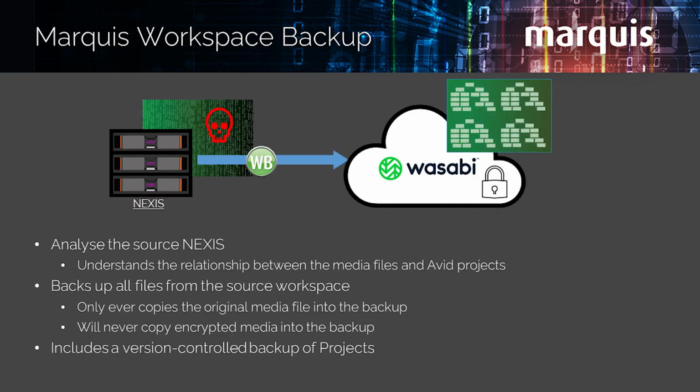When we come to do the backups, the first step we'll always take is to analyze the source Nexus and the workspaces. And with that, we understand the relationship between the media files and the project files. We can then back up all of the files on the workspace, but we'll only ever copy the original Avid media files into the backup. We will never copy encrypted media into that backup. If we see the media file has changed, we will raise that as an error state and pass over it. And this also will include a version control backup of your project files to give you a choice of restore points.